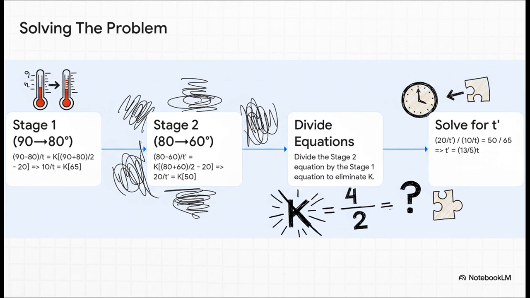Got it? Now, we do the exact same thing for stage 2, cooling from 80 to 60. That will take a new amount of time. We'll call it T prime. That gives us our second equation. 20 over T prime equals K times 50. Now for the clever part. We just divide the second equation by the first one. Why? Because that constant K just cancels right out. We're left with a simple bit of algebra. We solve for our unknown time T prime, and it comes out to be 13 over 5 times the original time T. See? Not so bad when you have the right formula.